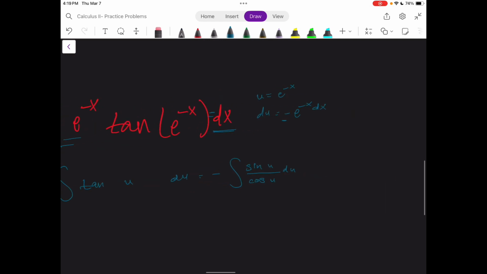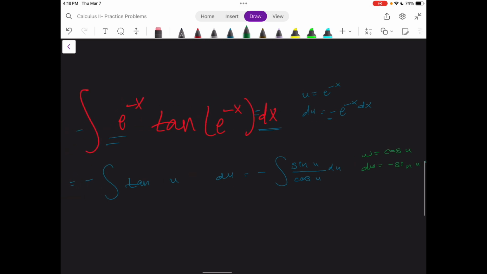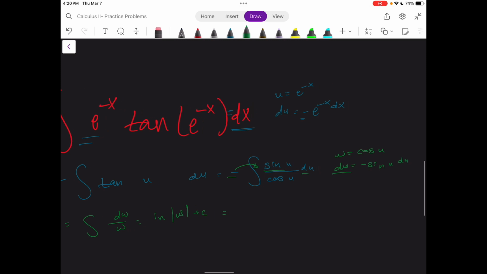Now if we do that double substitution, so when w equals cosine u, dw equals negative sine u du, derivative of cosine is negative sine. So we're going to take this negative and bring it in the equation. So this negative right here, this sine, and this du are all going to make our dw. So this turns into the integral of dw over w, which is ln of the absolute value of w plus c. Now let's plug back in our functions. We have ln of the absolute value of cosine u plus c.